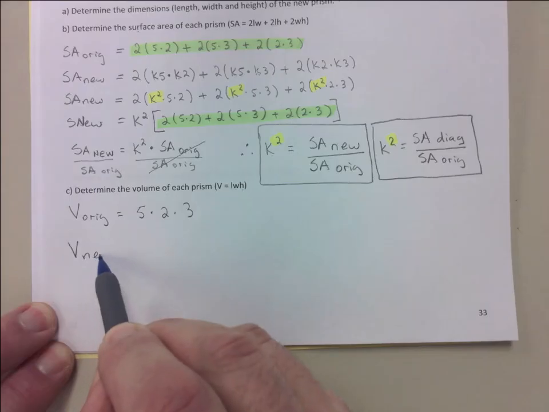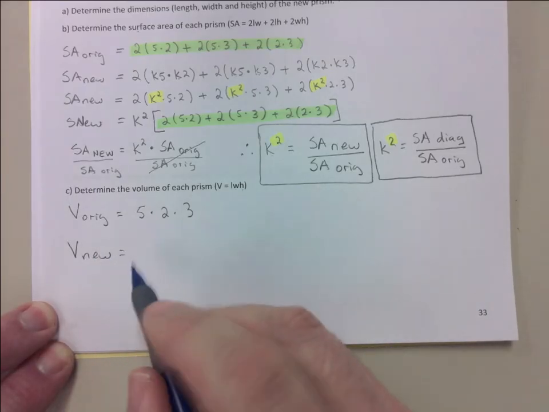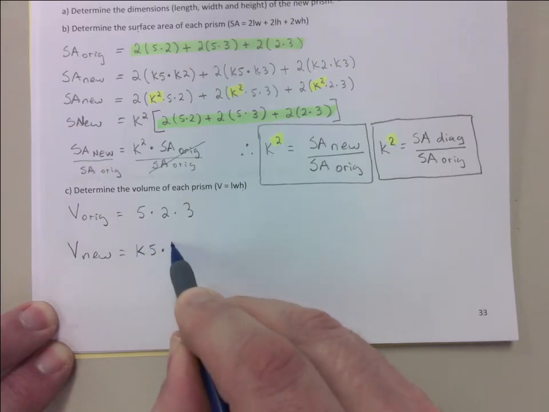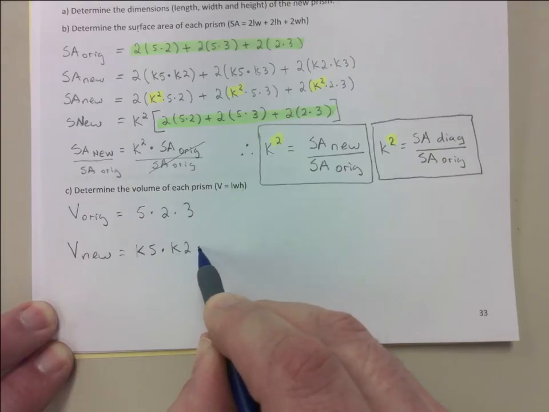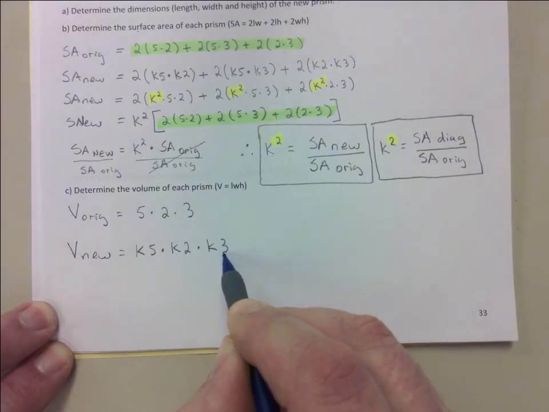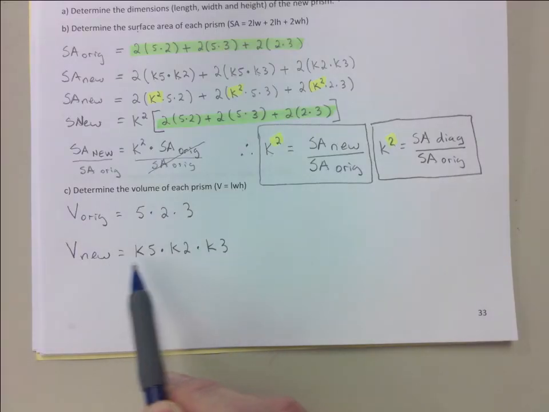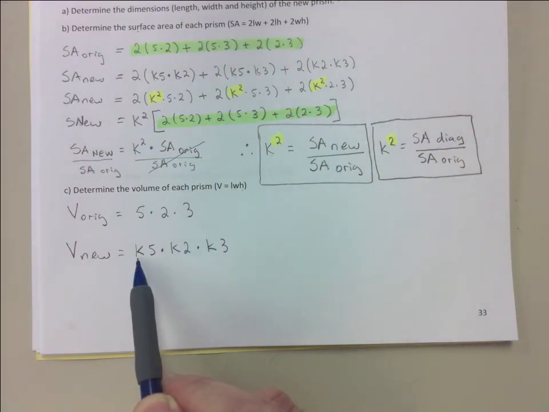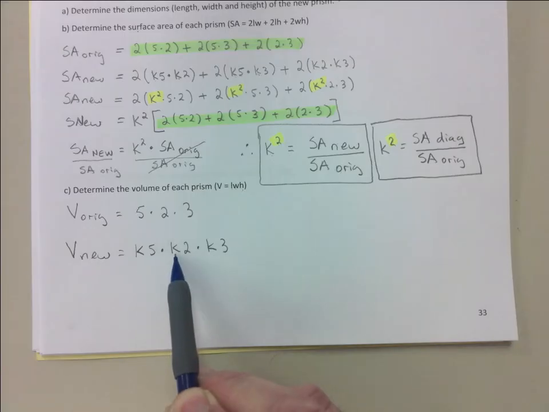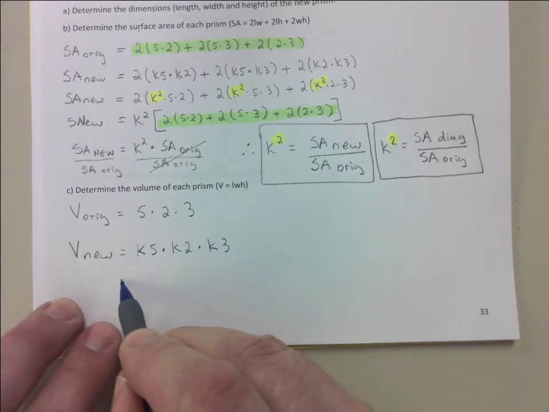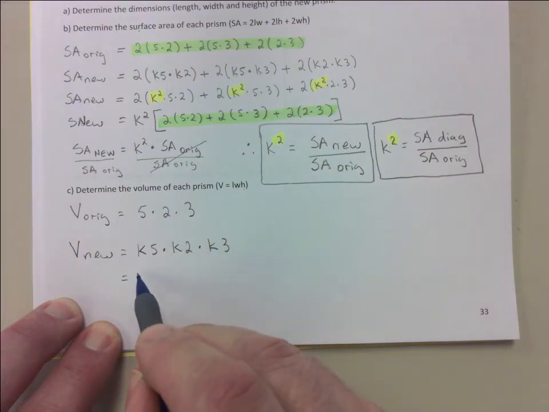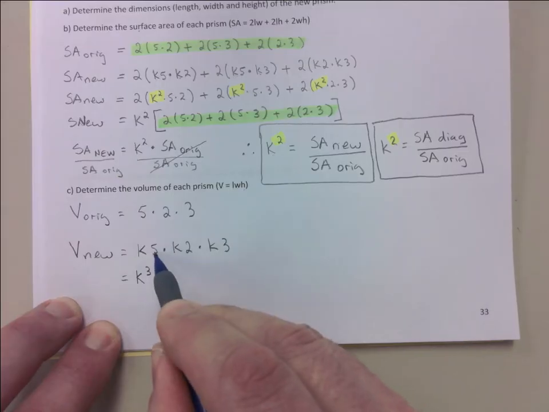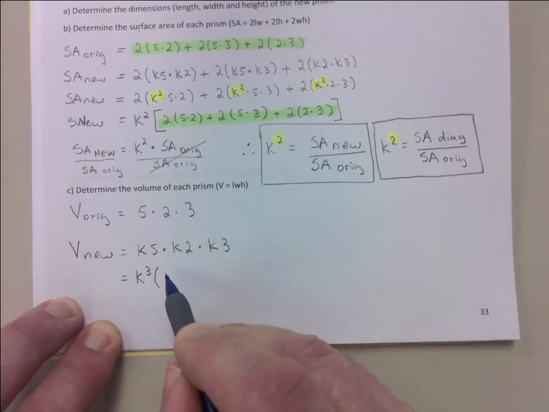Volume of the new is going to be K5 times K2 times K3. Because remember, in our new shape, every single dimension has been affected by a factor of K. So you see that it's affecting all of them. If you multiply K 3 times, that's K cubed. And we're left with 5 times 2 times 3.